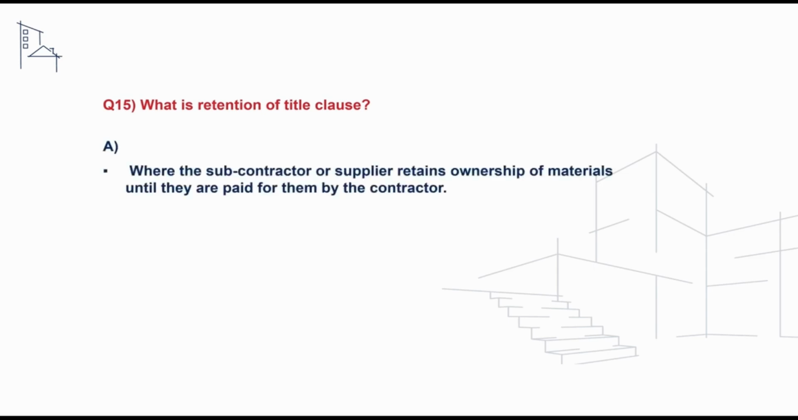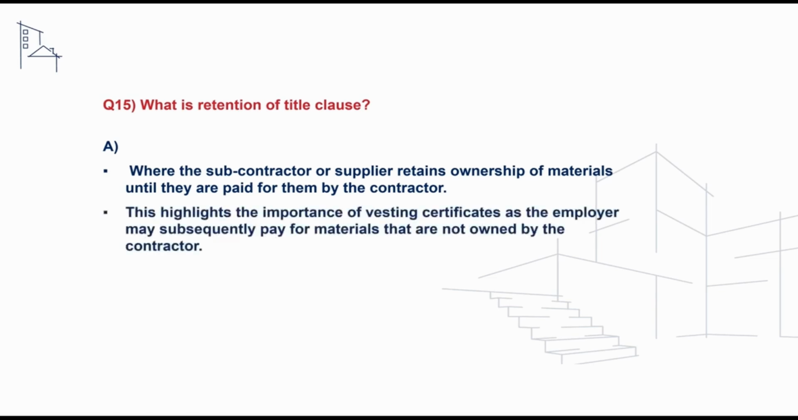And retention of title clause is where the subcontractor or supplier retains ownership of materials until they are paid for by the main contractor. This highlights the importance of vesting certificates, as the employer may subsequently pay for materials that are not owned by the contractor. And due to retention of title clause, if the main contractor has not issued payment, then the subcontractor will retain ownership of the materials. This legal principle can lead to disputes in the event of insolvency.